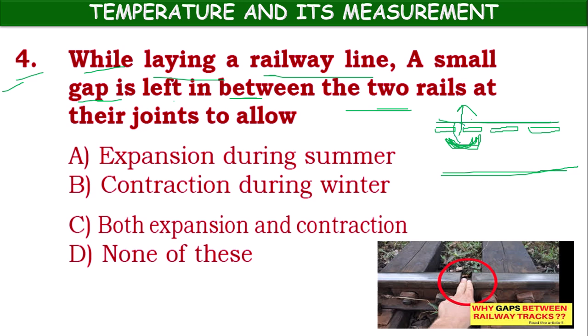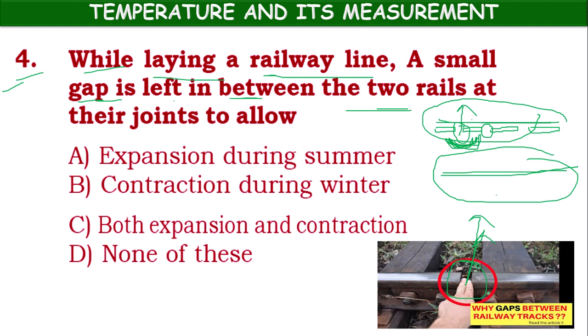Here we can observe some gap, where the person has kept the fingers. Now the question is, while laying or constructing a railway line, why is this gap left between the rails? That is the question here.